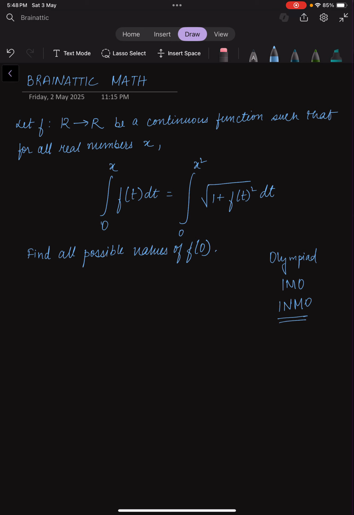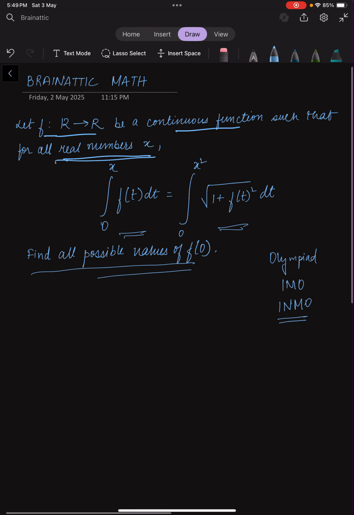So we are given a function f from real to real, which is a continuous function, such that for all real numbers x, we are given an integral on the left hand side and an integral on the right hand side. We are asked to find all possible values of f of 0. Now, to solve a problem like this, we are going to take the fundamental theorem of calculus and the chain rule, both of which are very simple.